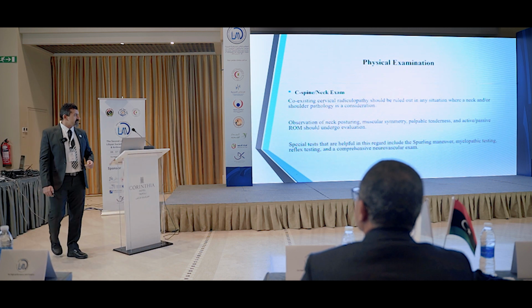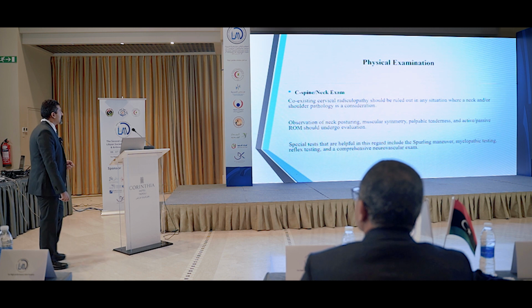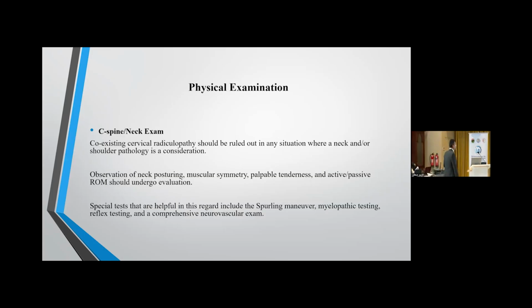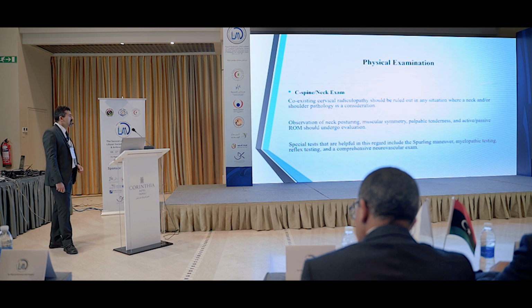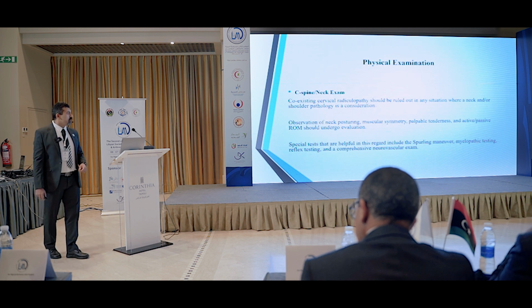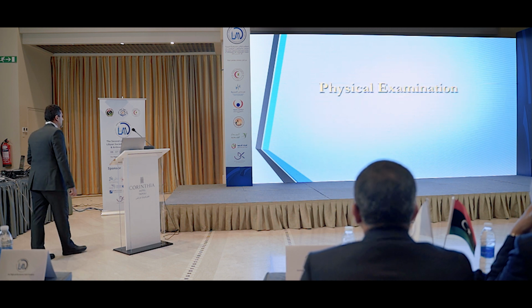What is the physical examination? Start with cervical examination. Coexisting cervical radiculopathy should be ruled out in any situation where neck and/or shoulder pathology is a consideration. Observation of neck position, muscular symmetry, palpable tenderness, and active or passive movement should undergo evaluation. Helpful special tests in this regard include the Spurling maneuver, myelopathic testing, and a comprehensive neurovascular examination.